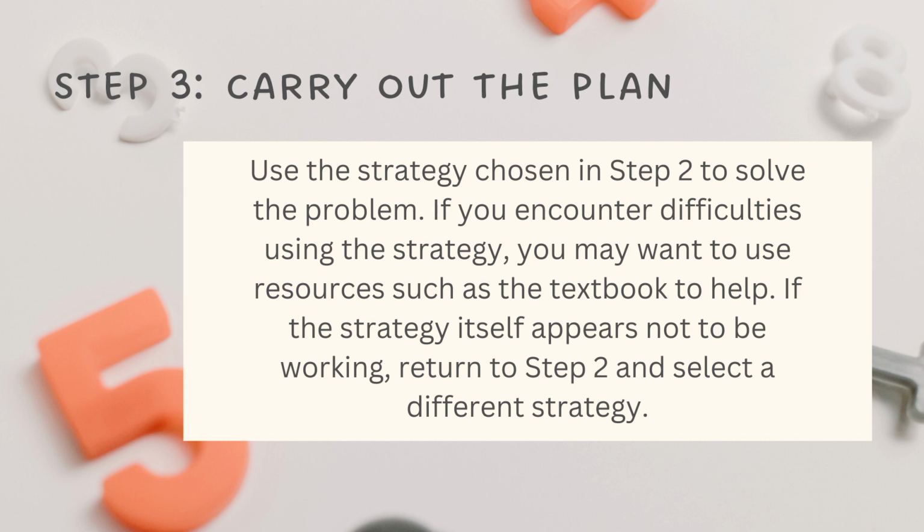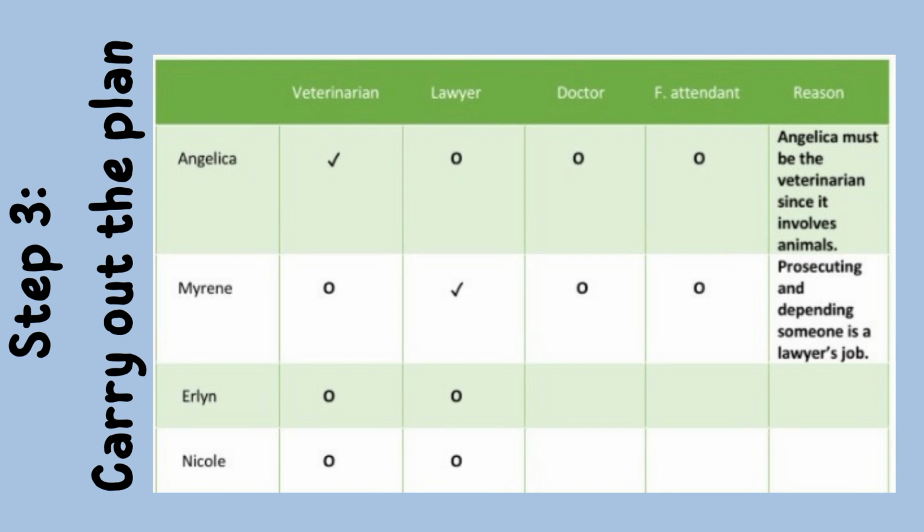Step 3. Carry out the plan. Use the strategy chosen in Step 2 to solve the problem. If you encounter difficulties using the strategy, you may want to use resources such as the textbook to help. If the strategy itself appears not to be working, return to Step 2 and select a different strategy. In this step, we must carry out the plan that we made in Step 2.